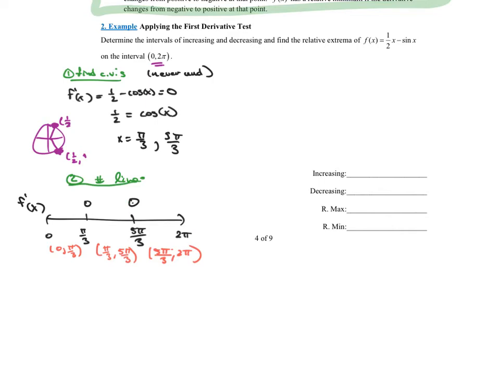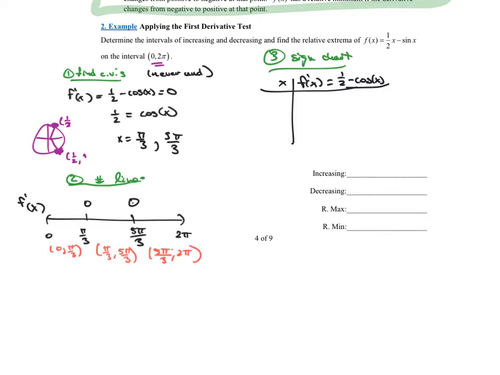We do not need to use endpoints here because it is open parentheses in the problem, so we don't need to care about what happens at 0 and at 2 pi. So step 3, we need to do that sign chart. What we need to do is take x values from each one of those intervals and plug them into the derivative. Remember, the derivative in this one was 1/2 minus cosine of x.